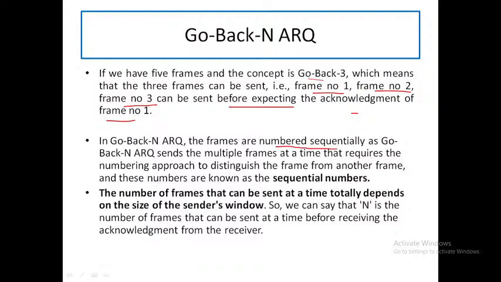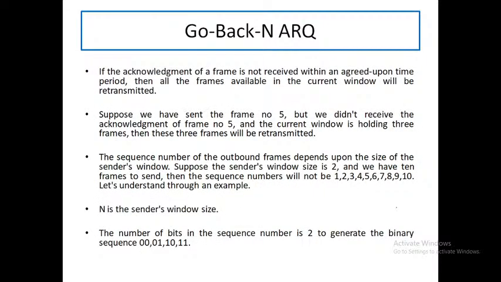Now the second point shows that in Go-Back-N ARQ the frames are numbered, which I will show you in the next slide, and it will be sending multiple frames at a time. Note this: at a time. That requires a numbering approach to distinguish one frame from another, so frame numbering is important. Normal frame number is there, and sequence number is another concept. That is, if the window size is 4, the sequence number will be 0, 1, 2, 3 like that. So the number of frames that can be sent at a time totally depends on the size of the sender's window.